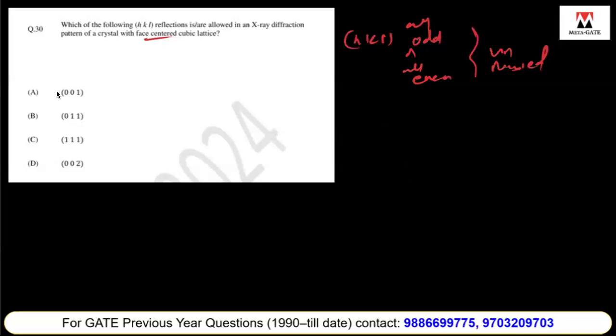So 0, 1, 1 is a mixture of odd and even. This one is also a mixture of odd and even. So only C and D are allowed.